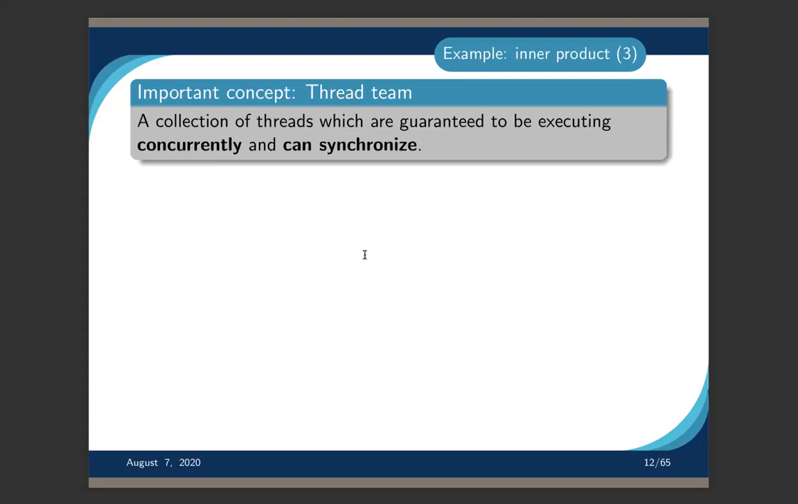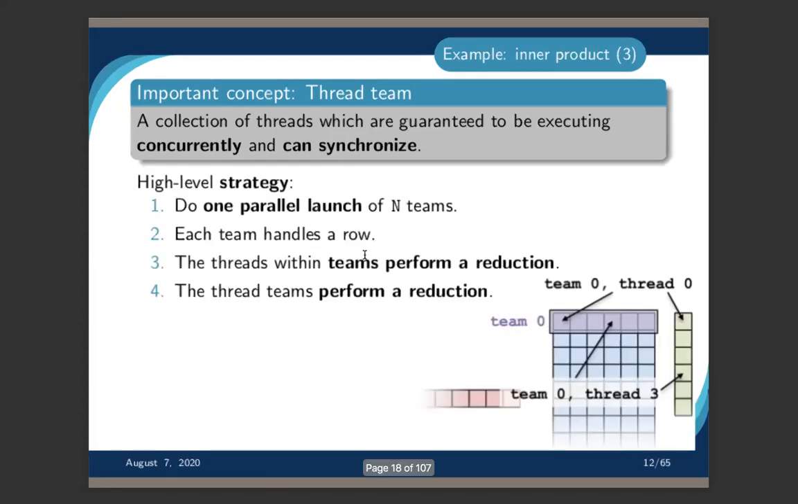But thread teams are different. In thread teams, we guarantee that a certain set of threads is concurrently working and that this subset of threads can synchronize. So the high-level strategy of how you use thread teams is that you do one parallel launch of n teams. Then each team will handle a row. The threads within each team perform a reduction, and then the teams themselves will perform a reduction for this kernel.